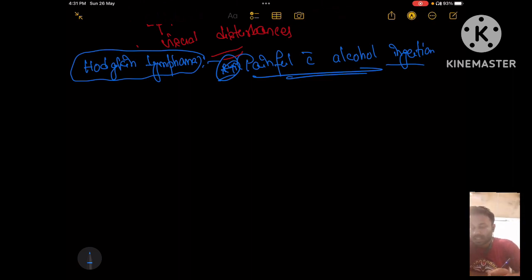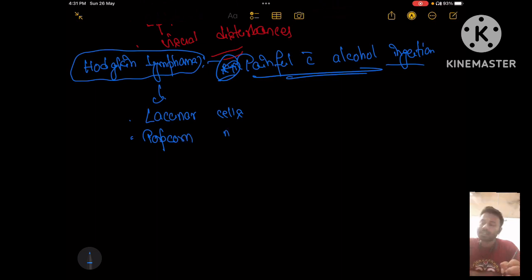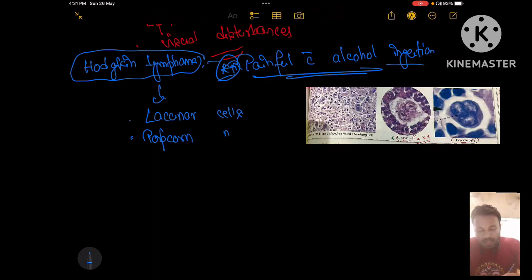And you can see some cells like lacunar cells and popcorn cells. Here are the pictures. Lacunar cells and popcorn cells.